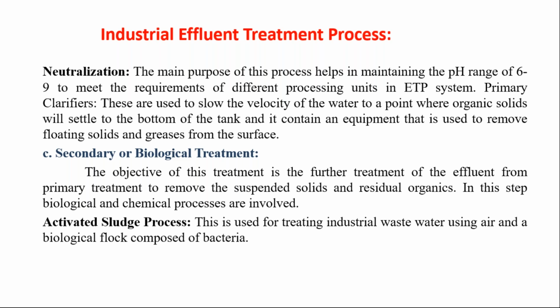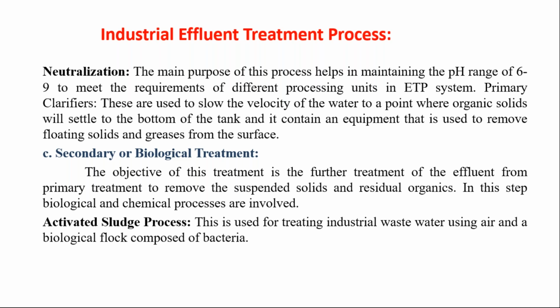And the next treatment process is secondary, also called biological treatment. The objective of this treatment is that from the primary treatment, the wastewater is sent to the next one, that is biological treatment, to remove the suspended solids and the residual organics. In this step, biological and chemical processes are involved. Normally the main process is biological treatment, so that may be an activated sludge process. This is used for treating industrial wastewater using air and a biological floc composed of bacteria.